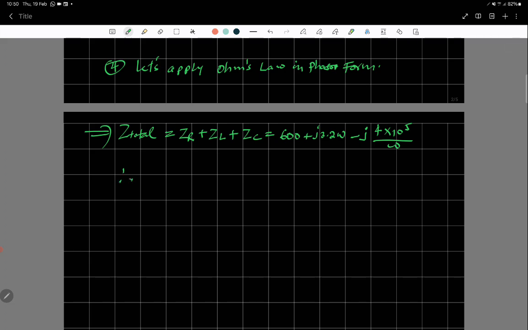Again, therefore, Ohm's law in phasor form: V is equal to IZ, current times impedance Z. So, therefore, voltage Vg is equal to I, current source, times Z total.